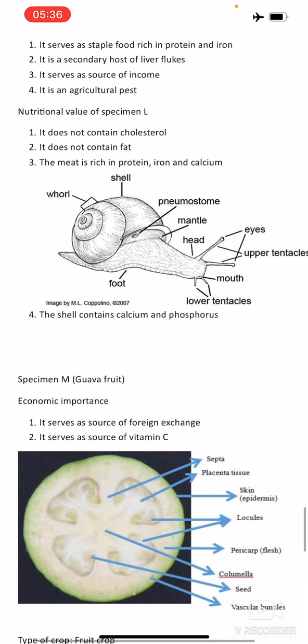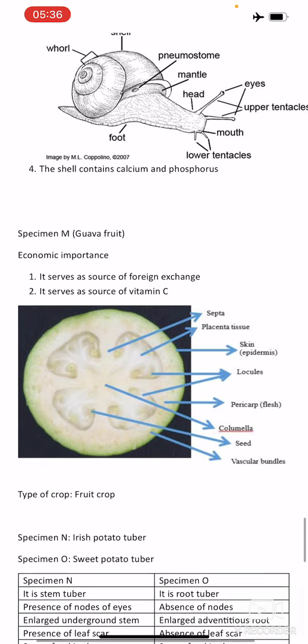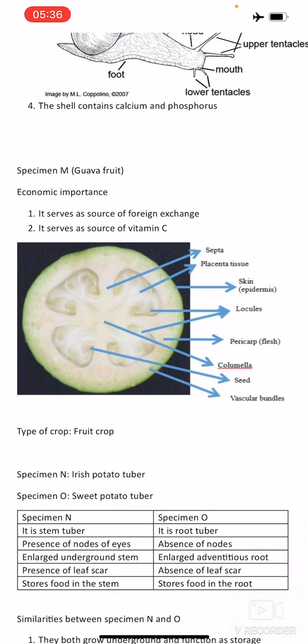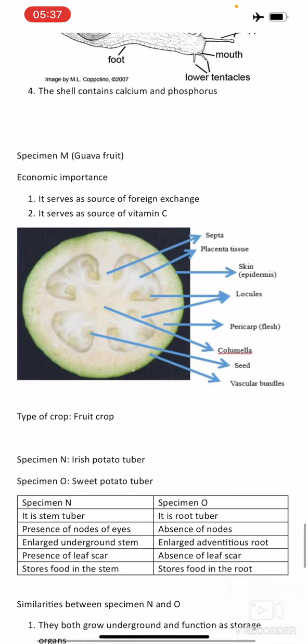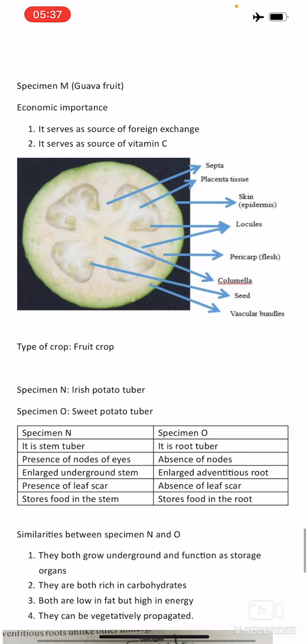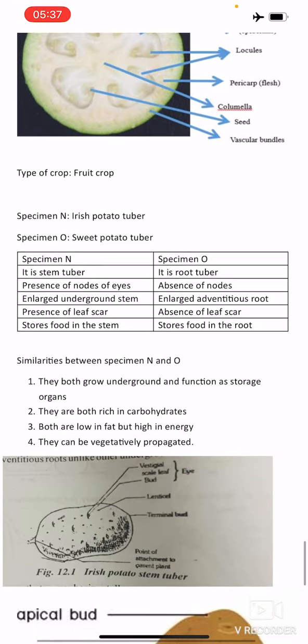Specimen M, guava fruit. So this is the diagram, the economic importance, and it is a fruit crop. So specimen N and O, one is Irish potato tuber and the other one is sweet potato tuber. Irish potato is Solanum tuberosum, while sweet potato is Ipomoea batatas. So look at the differences between specimen N and specimen O. Let's look at the differences and also the similarities there too.